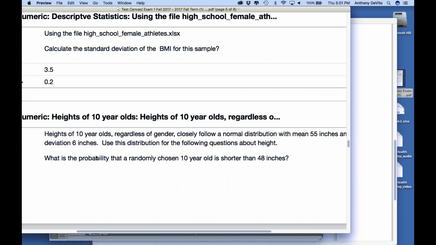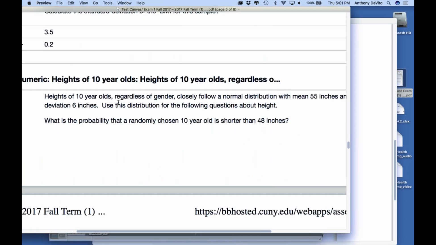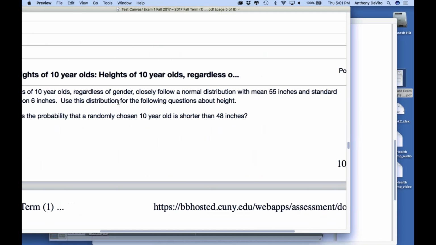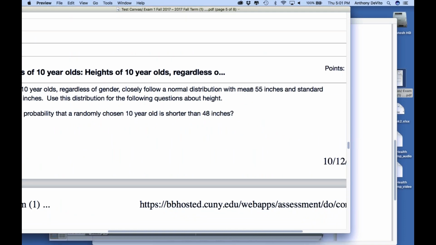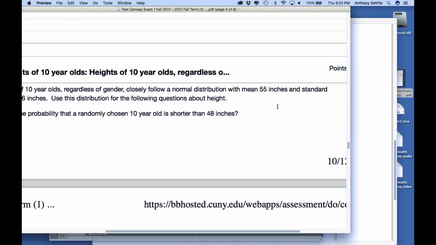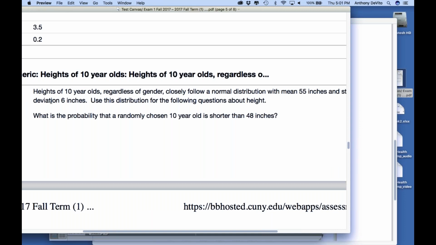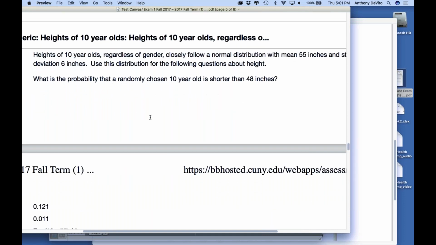The next question, though, says the heights of 10-year-olds, regardless of gender, closely follow a normal distribution with a mean of 55 inches and a standard deviation of 6 inches. Use this distribution for the following questions about height. Now we're back to the Z table, right? What's the probability that a randomly chosen 10-year-old is shorter than 48 inches?